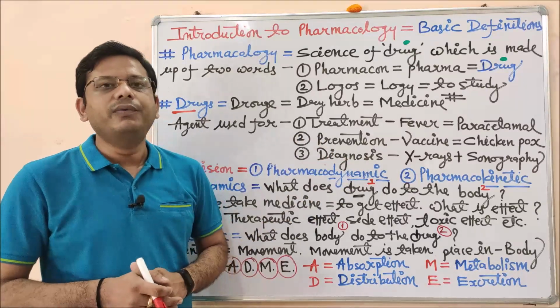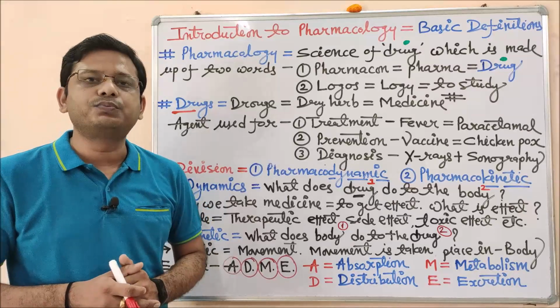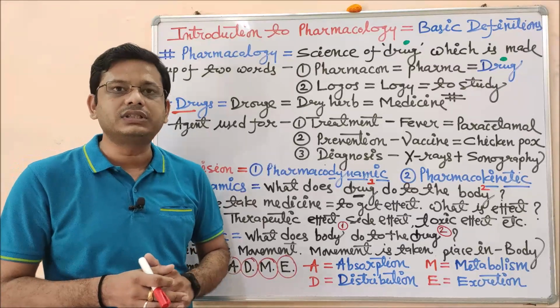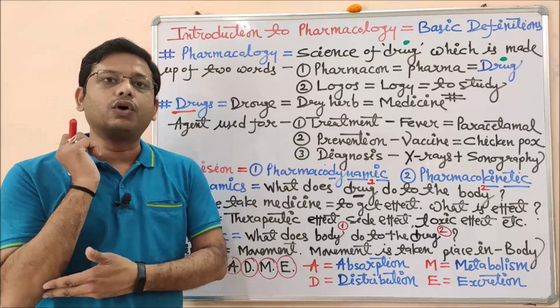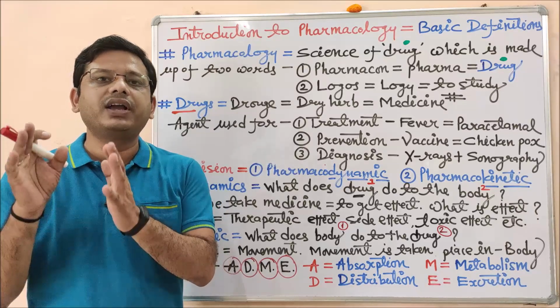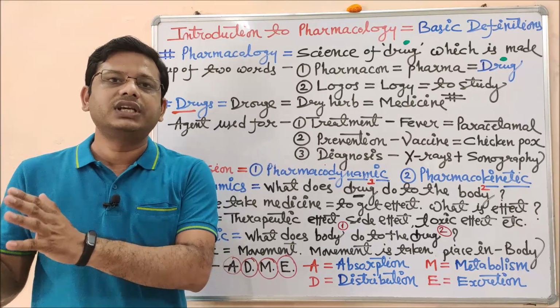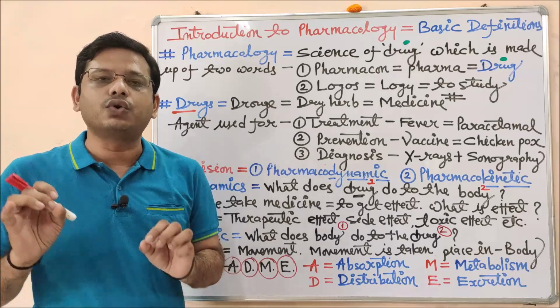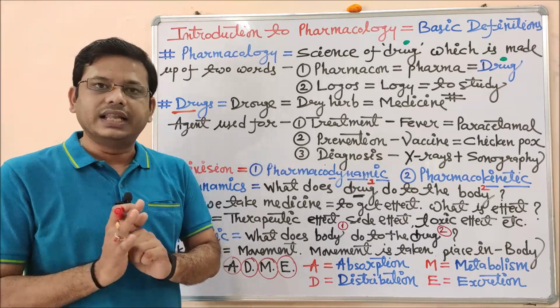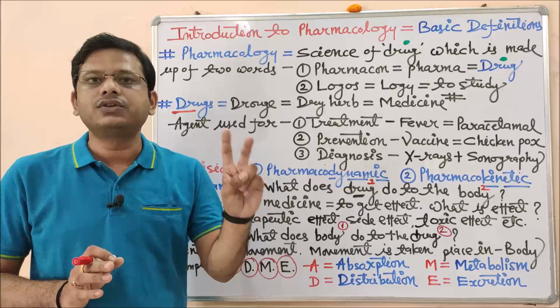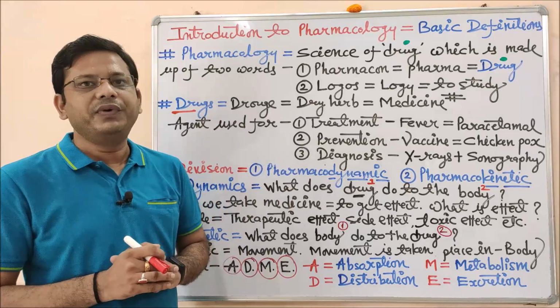So the second one was prevention, and the final one is diagnosis. Yes, you are right, we can use a drug for diagnosis purposes also. What is diagnosis? Diagnosis is a procedure or process in which we try to confirm whether he or she is suffering from that particular disease or disorder or not. I have used two words, disease or disorder. Now what is the difference between these two words?